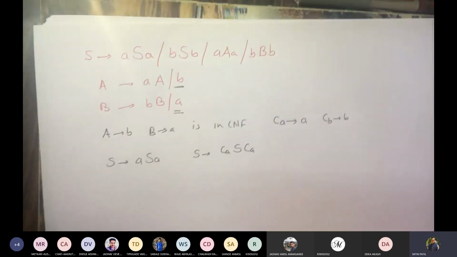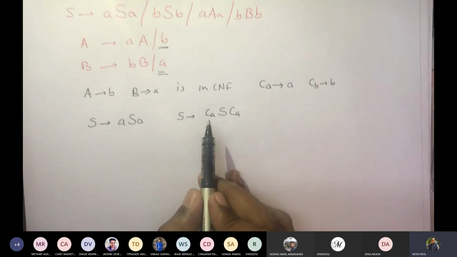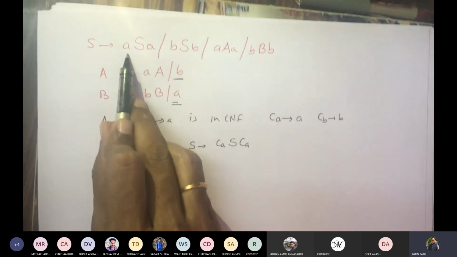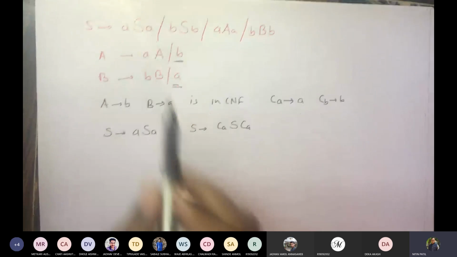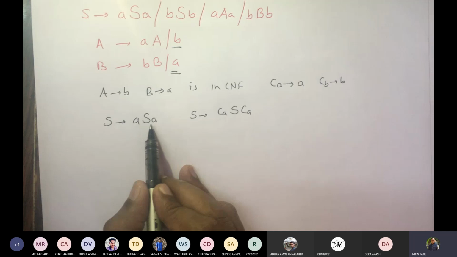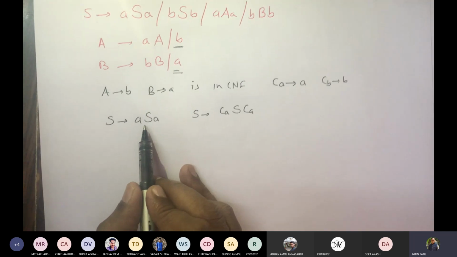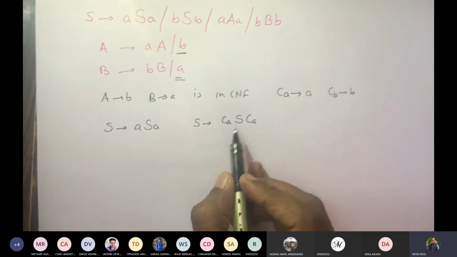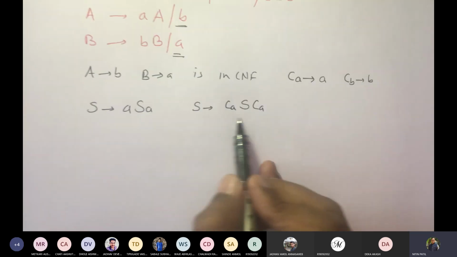Are you with me? What I did: I replaced each occurrence of A by a newly introduced variable CA, because I do see ASA here. So I took ASA and replaced each occurrence of the terminal, along with the variables in this case, by this. So I got this now. I can see that the right side now contains only variables.